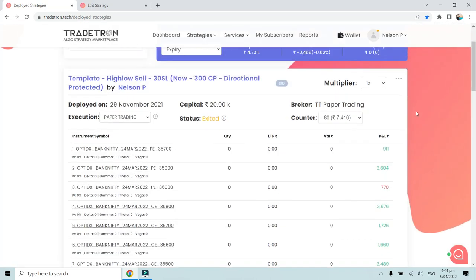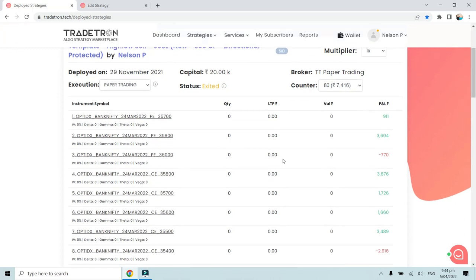That is how you decide which is the counter in which a particular trade might have happened and what the PNL was for that counter on that particular day.